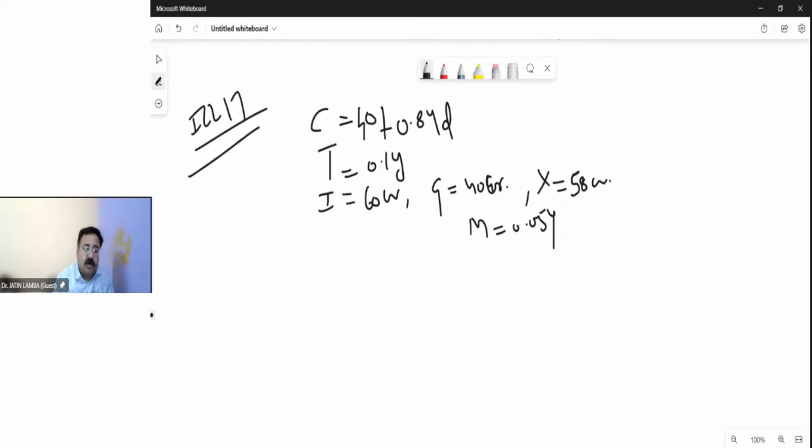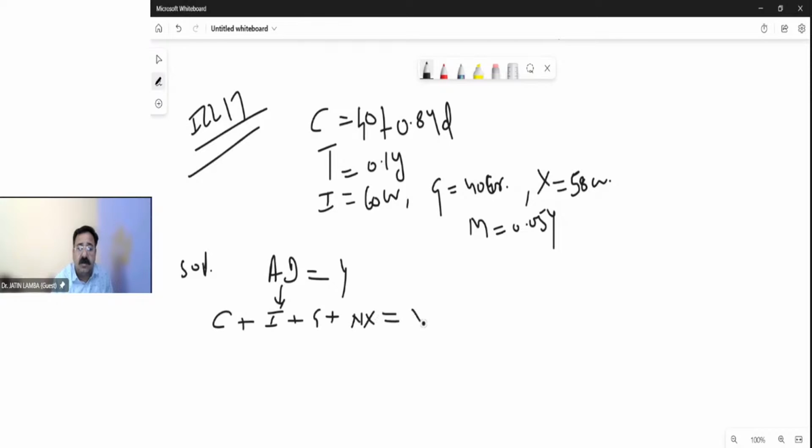Now just put all these things into the equations. What is the equation, sir? AD is equal to Y. What is AD, sir? C plus I plus G plus NX is equal to Y. What is C, sir? 40 plus 0.8 YD. What is YD? Y minus taxes. Taxes are 0.1 Y plus transfers, but transfers are not given, so take it as 0. Ignore it. Plus I is 60 plus G is 40.